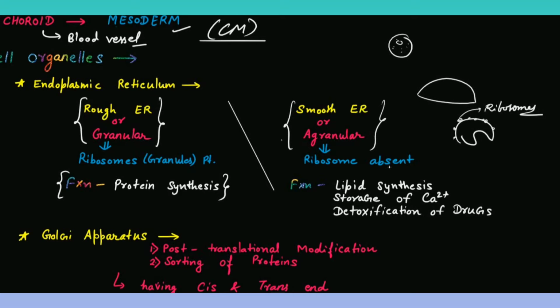Second, the smooth endoplasmic reticulum, or agranular. It means the ribosomes are absent. With the ribosomes absent, it will be smooth, like a smooth surface. So in smooth endoplasmic reticulum the granules are absent, that is the agranular endoplasmic reticulum.